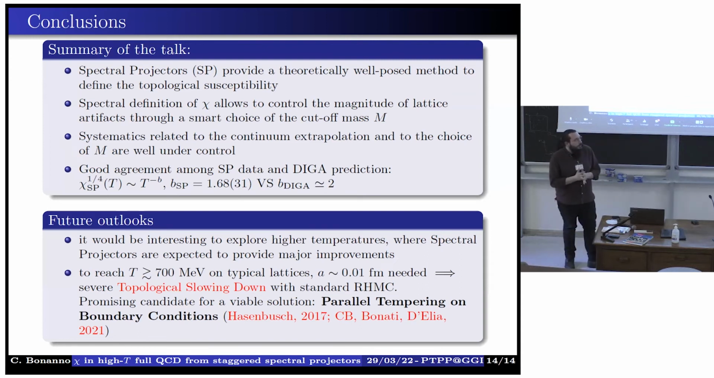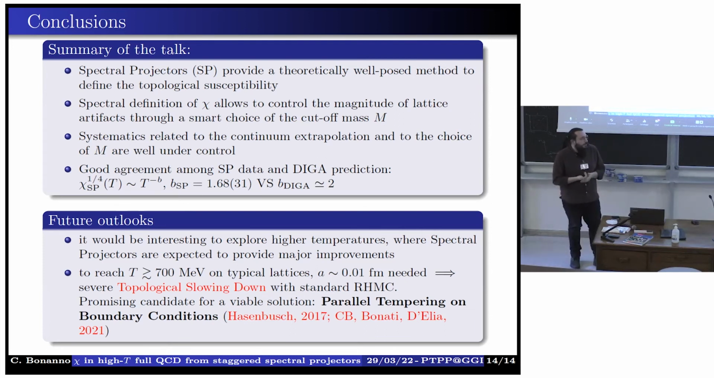So I showed you also that systematics related to the choice of the cutoff mass m are well under control, so we are able to safely extrapolate towards the continuum limit using spectral projectors. And if we study the temperature behavior of chi, it is possible to find a good agreement with the DIGA prediction within the errors. So we find a decaying power law with the temperature, with an exponent which is compatible with 2.